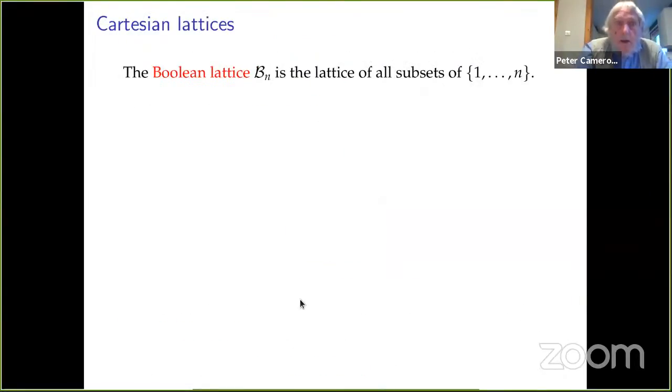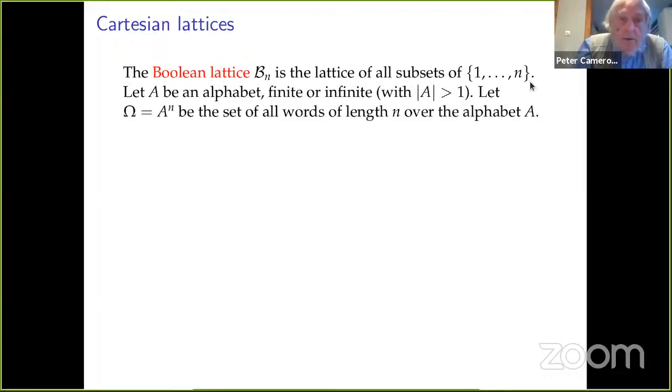So here we go. We start with the Boolean lattice. The Boolean lattice is the lattice of all subsets of 1 up to n. So you just take all the subsets. The partial order is inclusion, meet is intersection, and join is union. So this is a very familiar and well-known lattice. And we want to make a lattice of partitions out of that. And what we do is this.